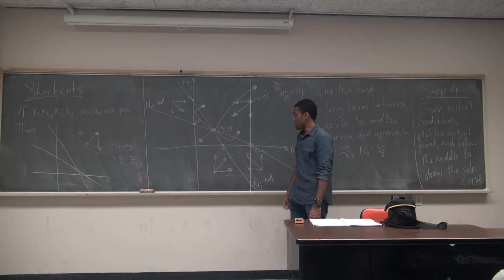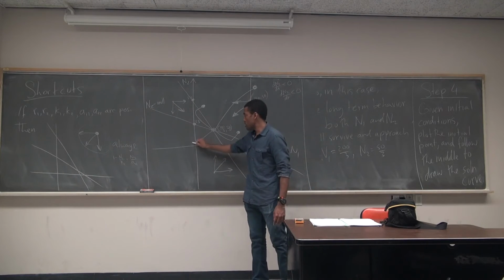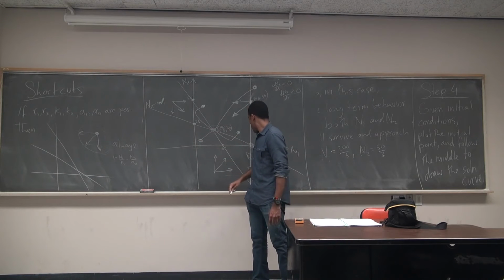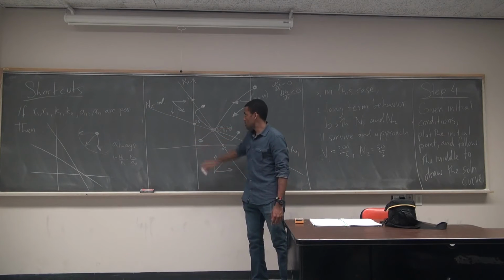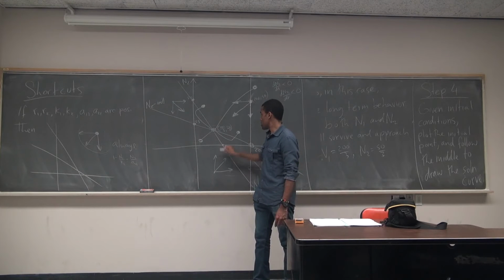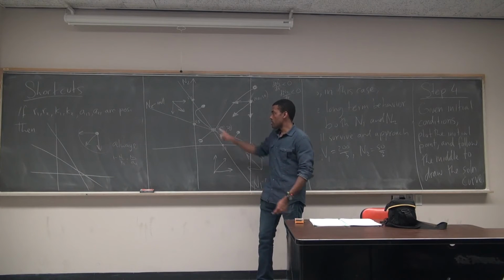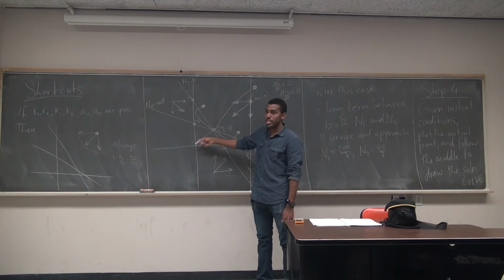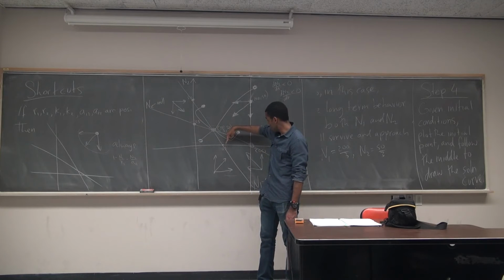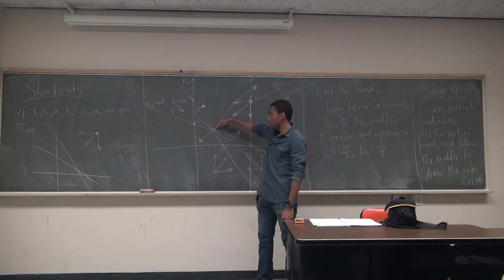So in step 1, we got our steady states. It was either 0, 0, this guy, or 100, 0, which is here, or 0, 25, which is here. So there are 4 possibilities for where this is going to end up. Either everyone dies, or N1 dies but N2 survives, or N2 dies but N1 survives, or they both survive. In this particular situation, both survive.